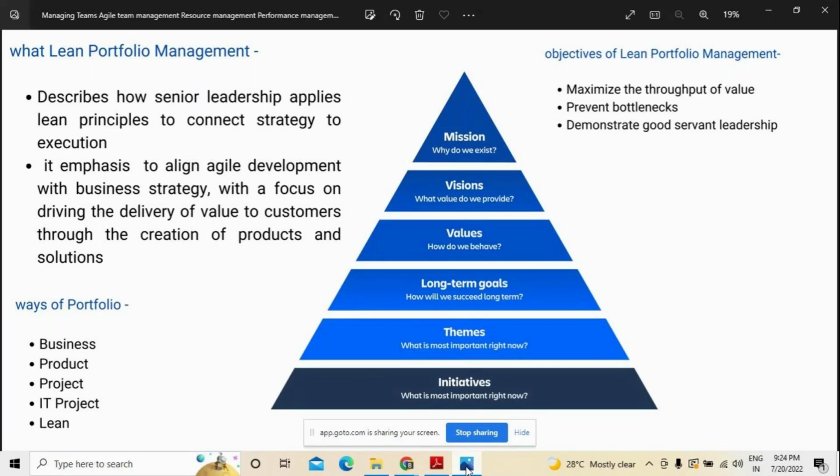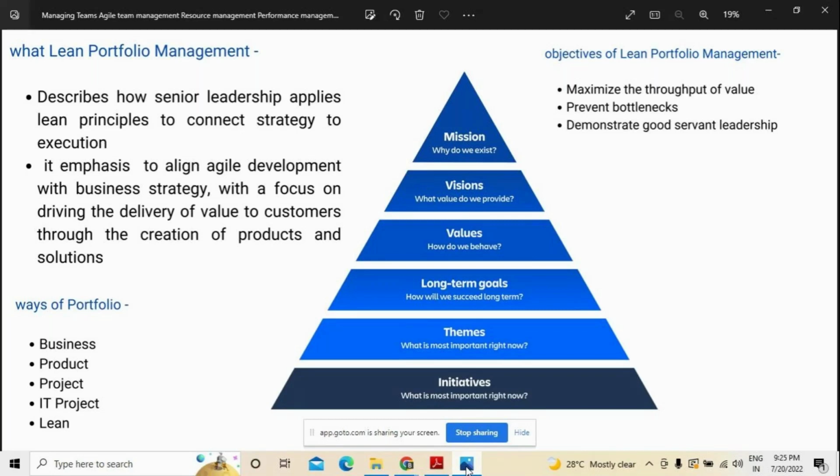At the same time, whatever the investment in terms of the budget and manpower has to be invested by them alone. So based on the budget which was allocated by them, implementation will be taking place further. This is what comes under the product portfolio. Project portfolio, sometime back I have told you. Next, IT project portfolio management. IT project portfolios completely focus on IT projects. At the same time, lean portfolio management is what we are going to discuss in detail now.